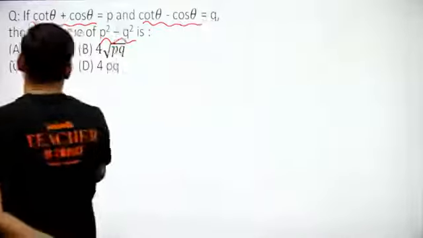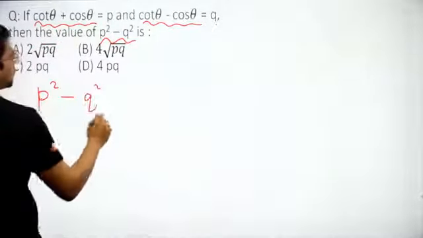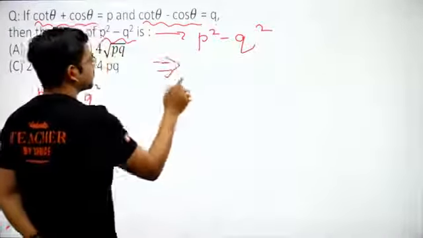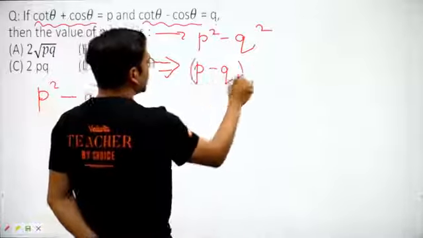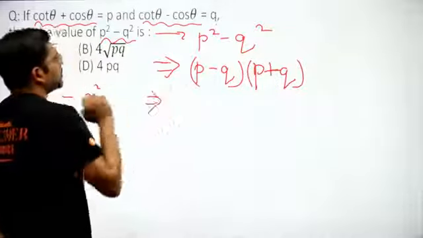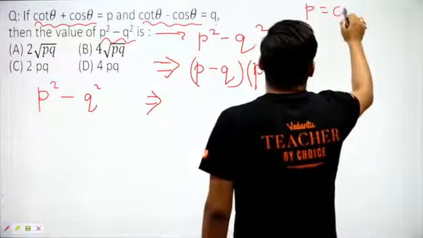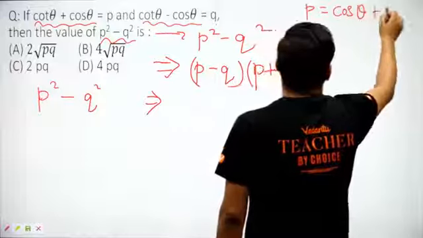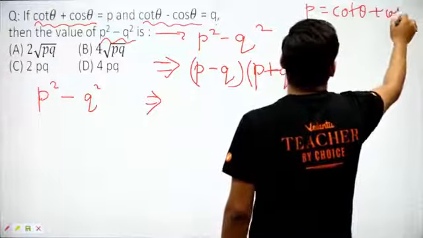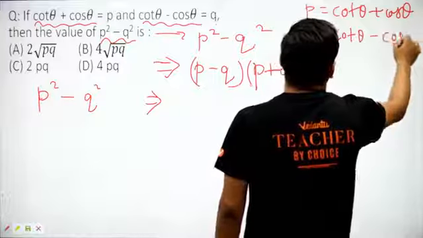Now see, P square minus Q square. Sorry, I'll write it here. P square minus Q square implies it will be P minus Q into P plus Q. So you need P minus Q. See, right here, P is equal to cot theta plus cos theta, sorry, I wrote it differently. P is cot theta plus cos theta, and Q is cot theta minus cos theta.